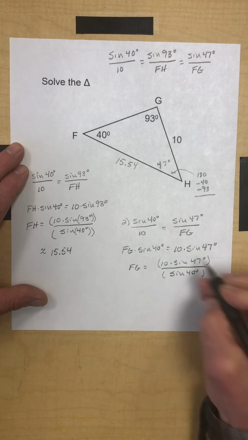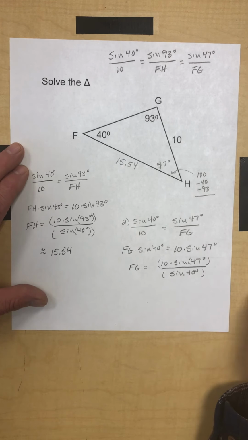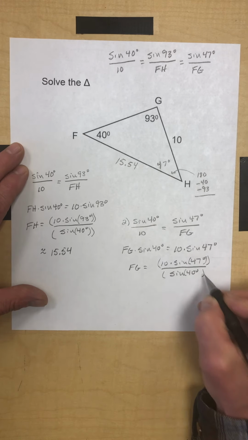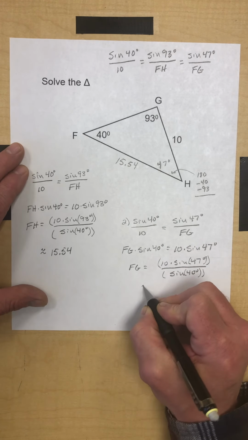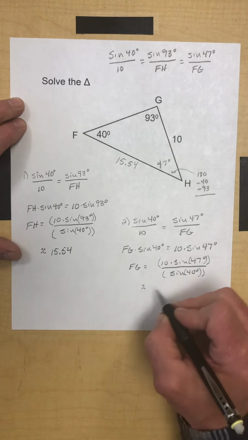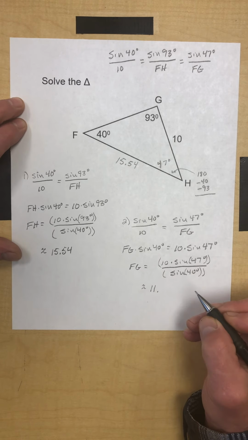So I want those parentheses. The calculator automatically generates that first parenthesis for the 47, so I need the second one. It does the same thing down here for 40 degrees, so I need the second one. So we go parenthesis, 10 times the sine, parenthesis comes up, 47, two parentheses, divided by parenthesis, sine, parenthesis comes up, 40, double parentheses, and hit enter. And I am getting, when I round off to the nearest hundredth, 11.38.